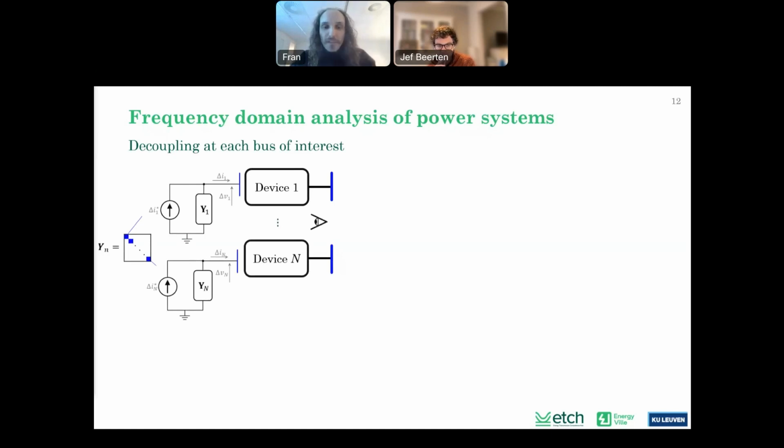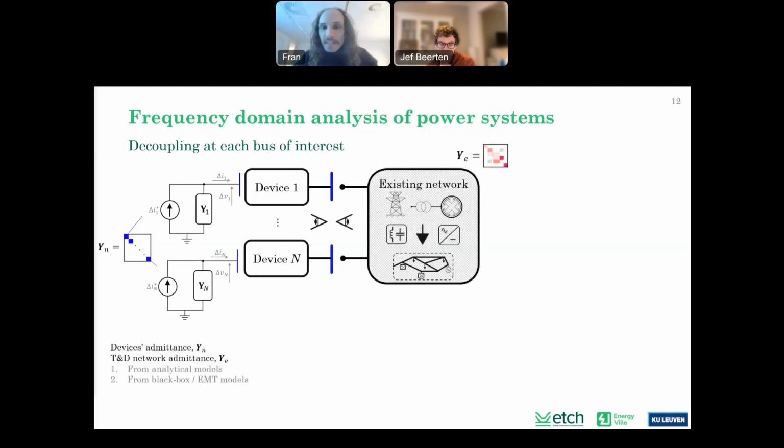And then instead of building just one admittance matrix, we will have a block diagonal admittance matrix. And what's at the other side of these partition buses is basically the rest of the network, the rest of the existing network that we are also interested in. And we can also characterize it in the frequency domain. And this defines another matrix, the network admittance matrix, the Y matrix.